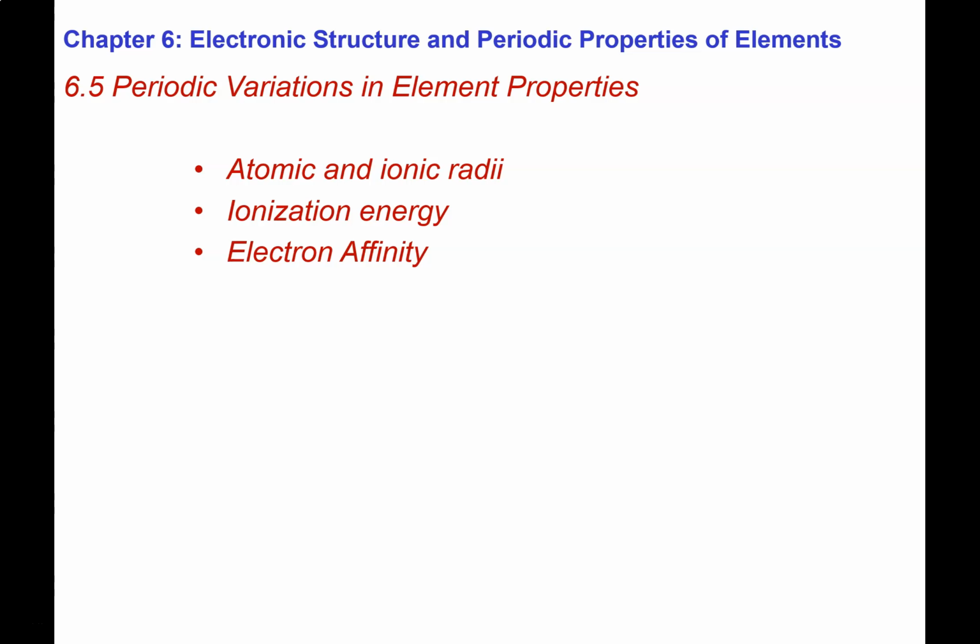Okay, so that concludes this video for section 6.5, where we looked at the periodic variations in 3 different properties of the elements. We looked at atomic and ionic radii, ionization energy, and electron affinity.